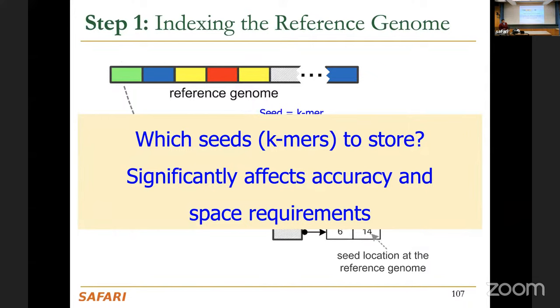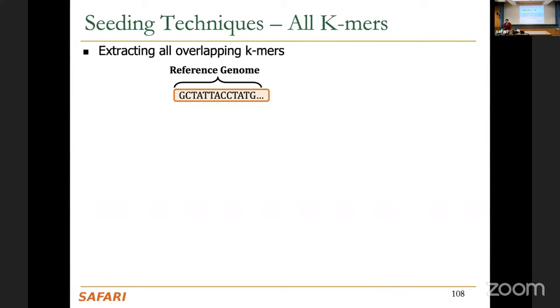So I guess the other question is, which seeds or k-mers to store, right? Essentially, do we really want to store all subsequences, or do we want to sample them, et cetera? Because all of these choices are affecting the accuracy and the space requirements of this hash table.